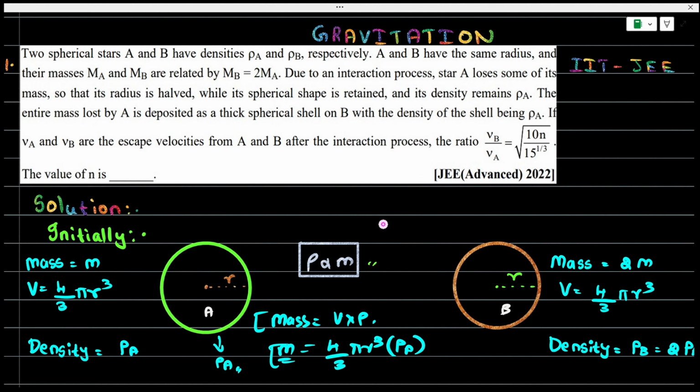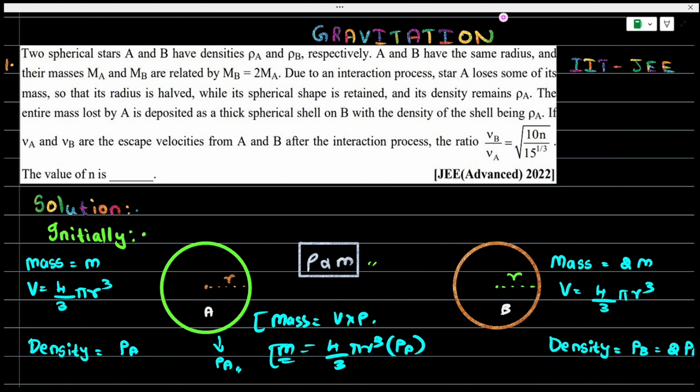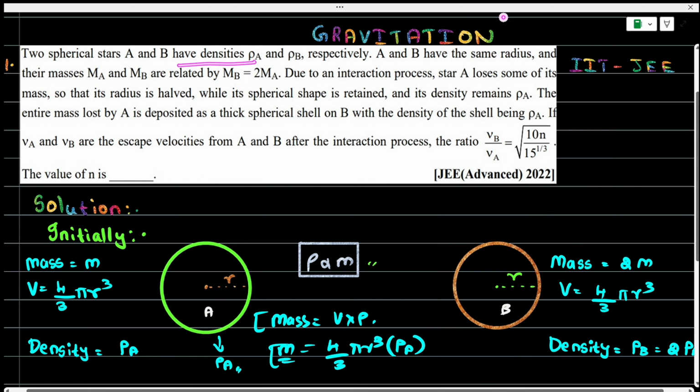Welcome guys, in this video I will be solving this particular question from the chapter Gravitation from Physics. The question says, two spherical stars A and B have densities rho A and rho B respectively. A and B have the same radius and their masses MA and MB are related by the equation MB is equal to 2 times MA.